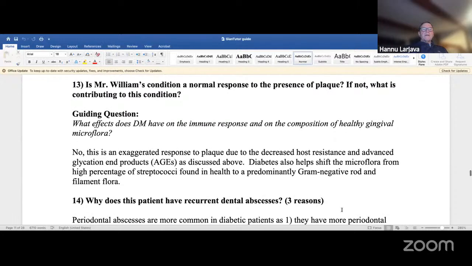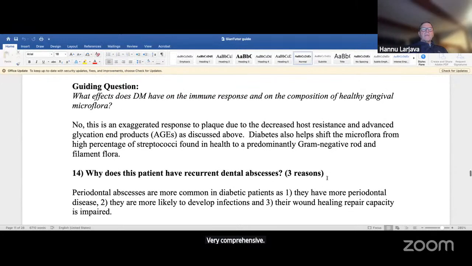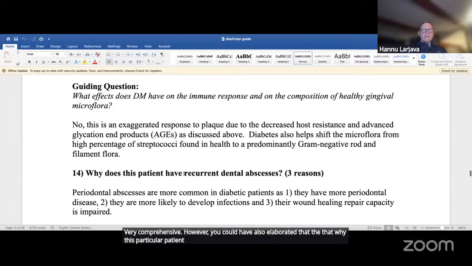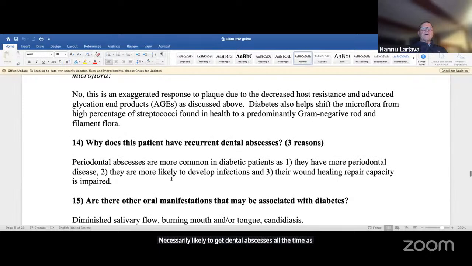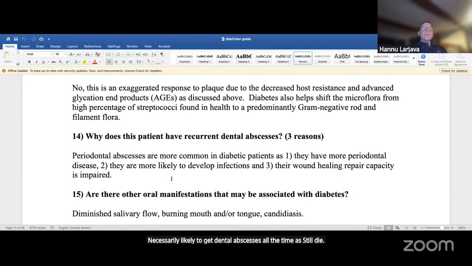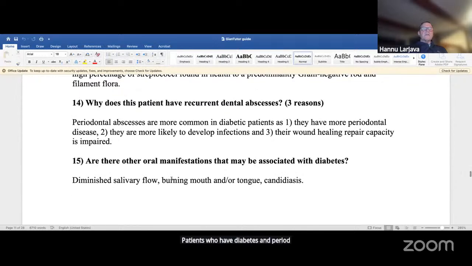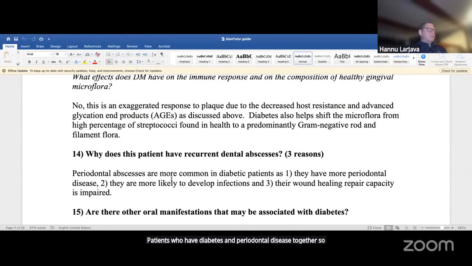Very comprehensive. However, you could have also elaborated that why this particular patient has these abscesses is likely also related to the periodontal disease that is present in this patient, because you can have a diabetic who doesn't have periodontal disease and they are not necessarily likely to get dental abscesses all the time, as the patients who have diabetes and periodontal disease together. So, okay, number 15.